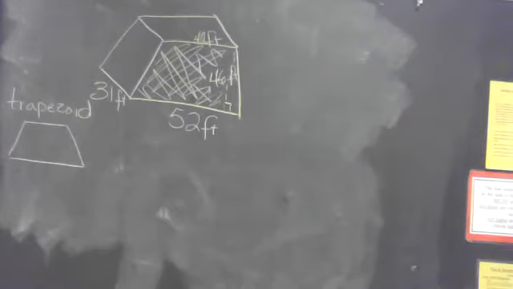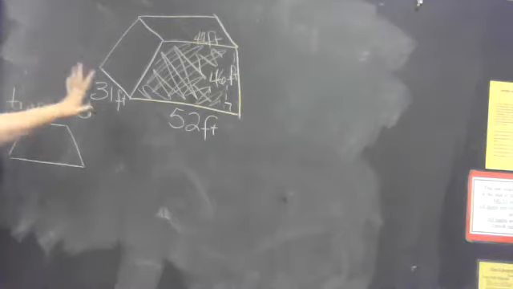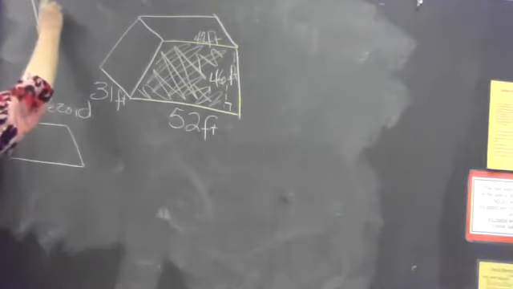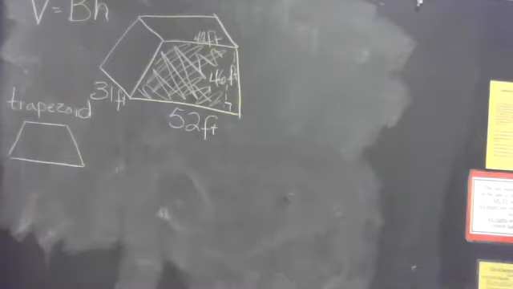I want to find the volume of this prism. It has 2 bases, so that makes it a prism. It is a trapezoidal prism. It's named for its base. Okay, and so volume, we know any kind of prism, any of them, this is the formula to find the volume of a prism.